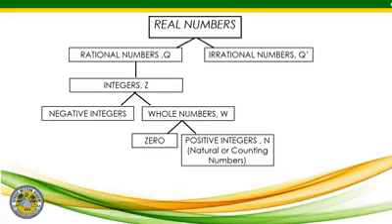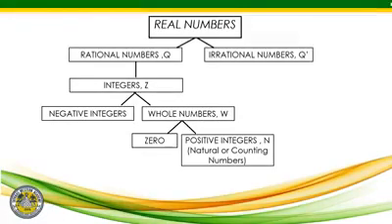Another example is the square root of 2. The square root of 2 is approximately equal to 1.41. Another example, the negative square root of 5, is approximately equal to negative 2.236. So these are some of the examples of what we call irrational numbers.